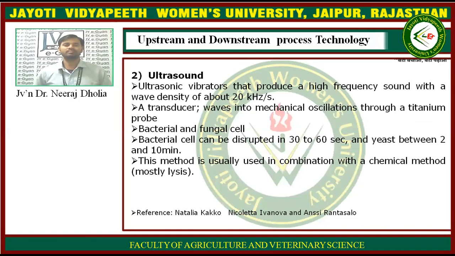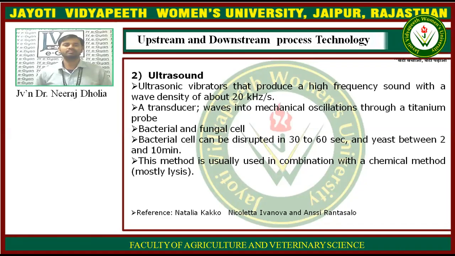Next is the ultrasound. Ultrasound vibrators produce high frequency sound with a frequency of about 20 kilohertz. This is a unit of the ultrasound frequency vibrations. Here a transducer is there that converts the waves into mechanical oscillations through a titanium probe. Basically, there is a titanium probe, and the probe converts the waves into mechanical oscillations. The transducer converts the ultrasonic vibration waves into mechanical oscillations in the titanium probe. So the titanium probe will oscillate, and the oscillation causes the disruption of the cells.